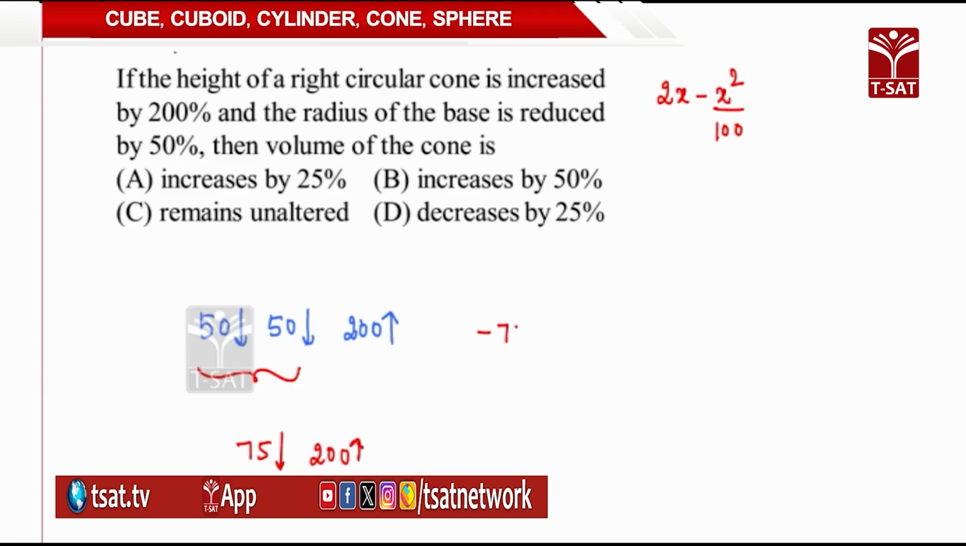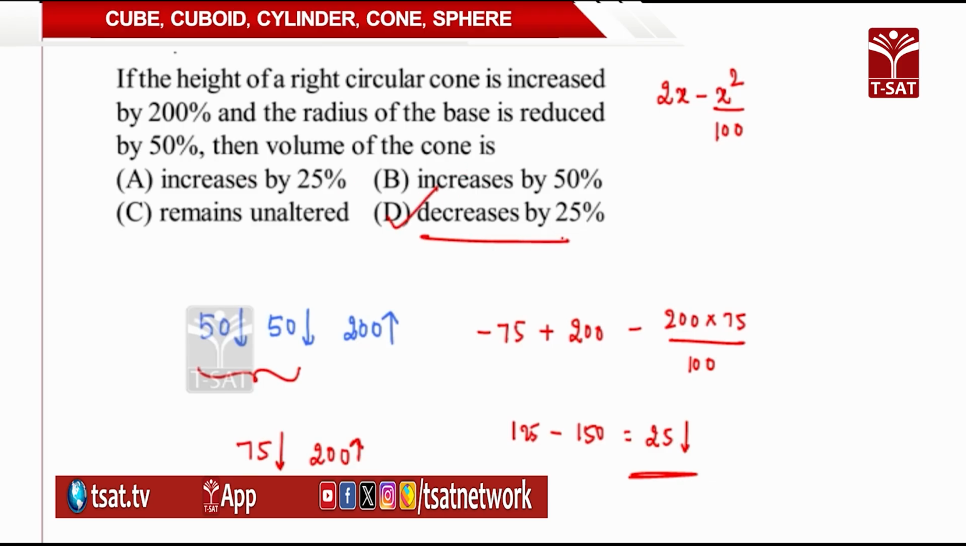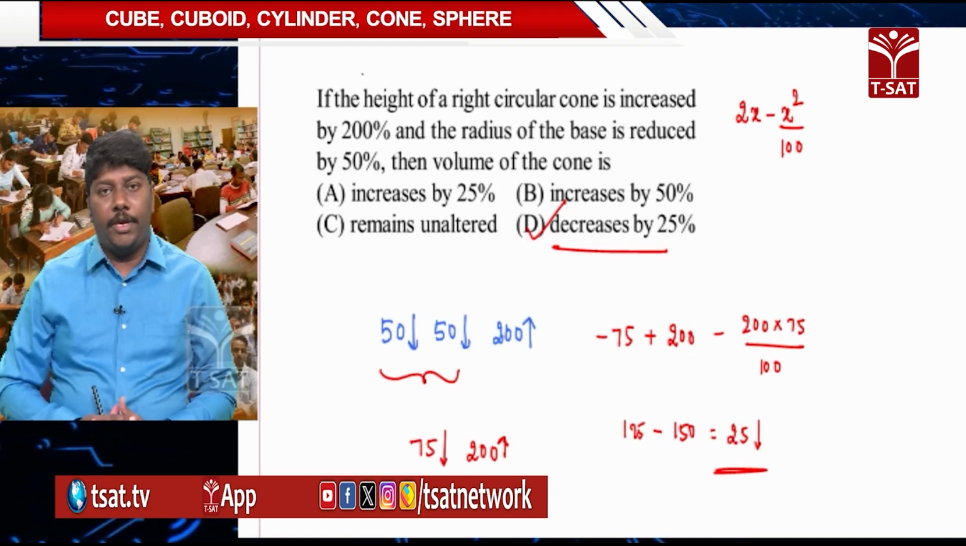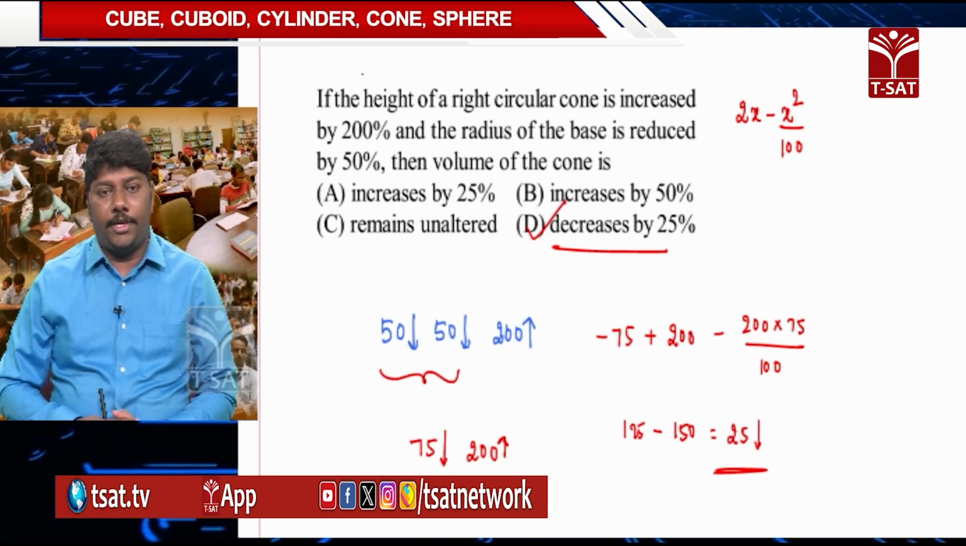So minus 75 plus 200 minus 200 into 75 by 100. That is 150, I can say. So this is 125 minus 150. Overall is 25% decrease, because minus 25 we are getting now. So it decreases by 25%. Answer is D. This is by using the percentage formulas we have seen, but you can also make use of fractions in order to get it.